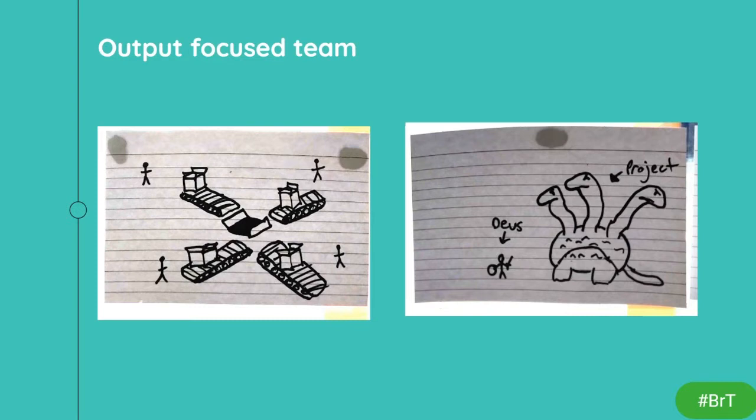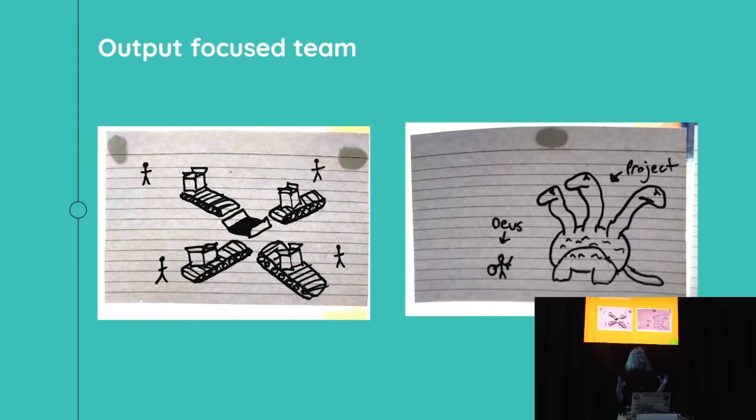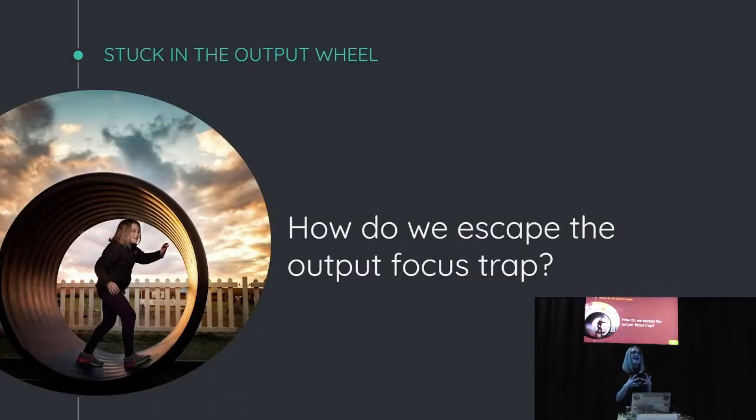And then on the other side, you've got a representation of our backlog, almost like this multi-headed beast. And there's the software engineers trying to chop down this backlog, which just carries on growing arms and heads and legs. So we were definitely stuck in this wheel of outputs.